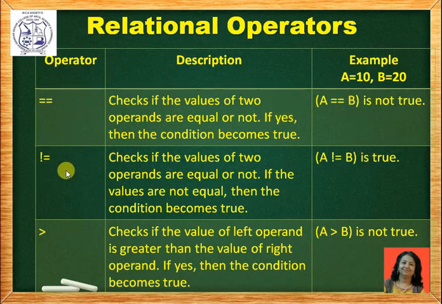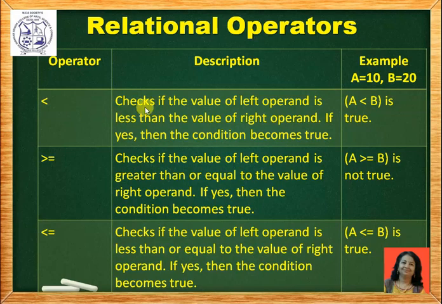Not equal to operator. This operator checks if the values of two operands are equal or not. If the values are not equal, then the result becomes true. So a is not equal to b, 10 is not equal to 20, so the result will become true. Greater than operator. This operator checks if the value of the left operand is greater than the value of the right operand. If yes, then the condition becomes true. 10 greater than 20? No, so it becomes false.